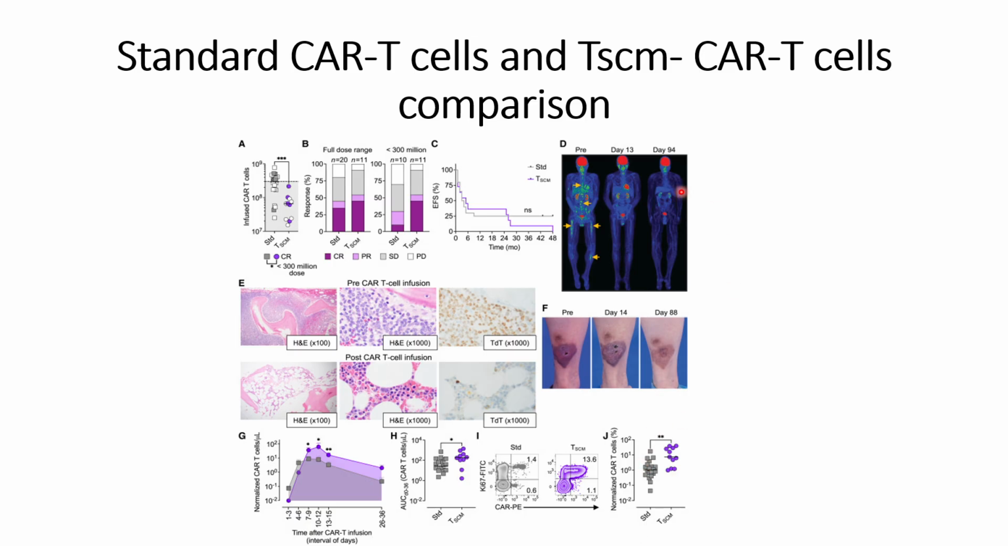So from this they made the point that these T stem cells, memory T cells based CAR-T cells can give comparable results, or comparable anti-tumor efficacies, even at a lower dosage compared to the standard CAR-T cells. So this is what they conclude from this figure. If you need to understand more about these experiments in detail, you can go through the reference that has been provided in the description.